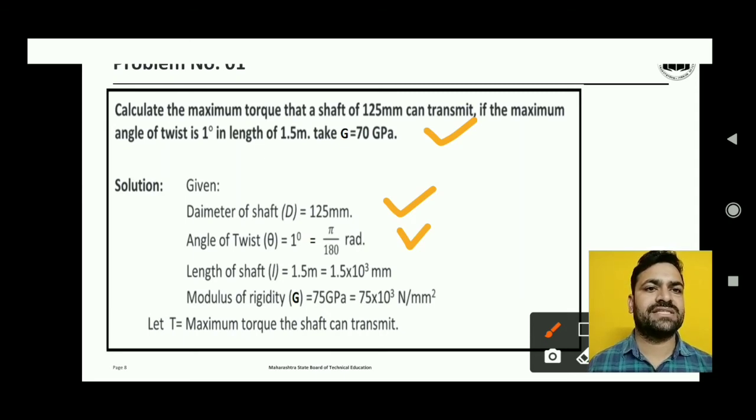Length of the shaft L is equal to 1.5 meter, so convert it into mm. It will be equal to 1.5 into 10 raised to 3 mm. Then modulus of rigidity G, or we can call it C, will be equal to 75 GPa, that is 75 kilonewton per mm square. But we have to convert it into Newton per mm square, that is 75 into 10 raised to 3 Newton per mm square. Let T, capital T, be the maximum torque the shaft can transmit.